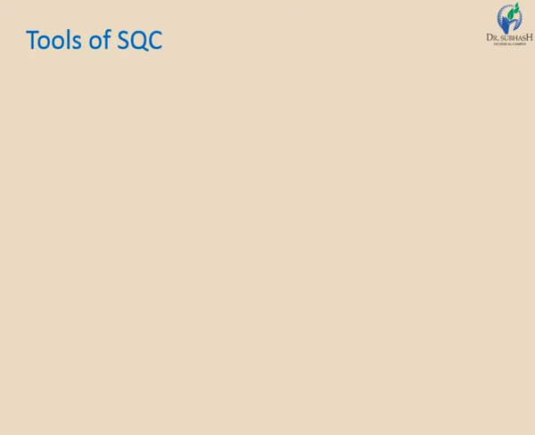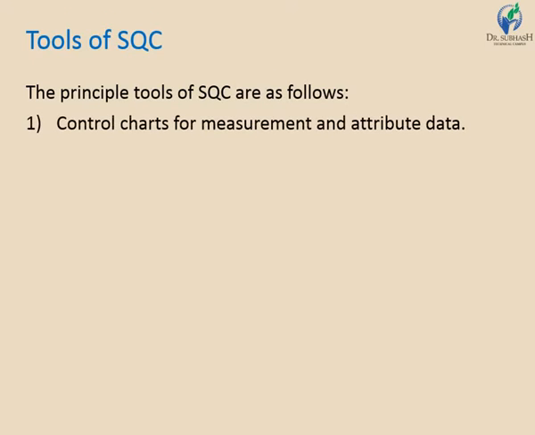Next topic of discussion, tools of SQC. The principal tools that statistical quality control uses: the first is control charts for measurement and attribute data. So what is that? That is the first tool.